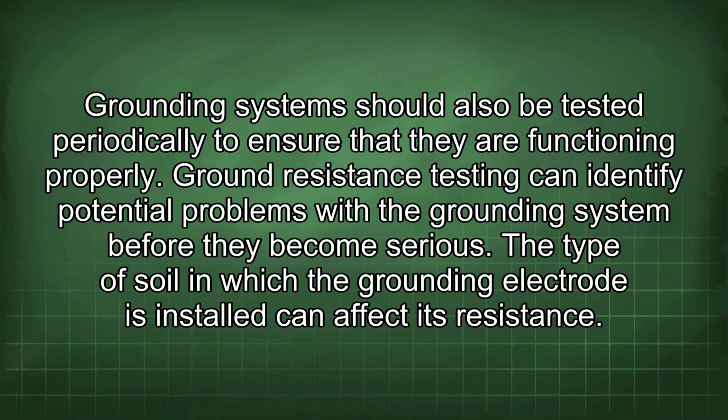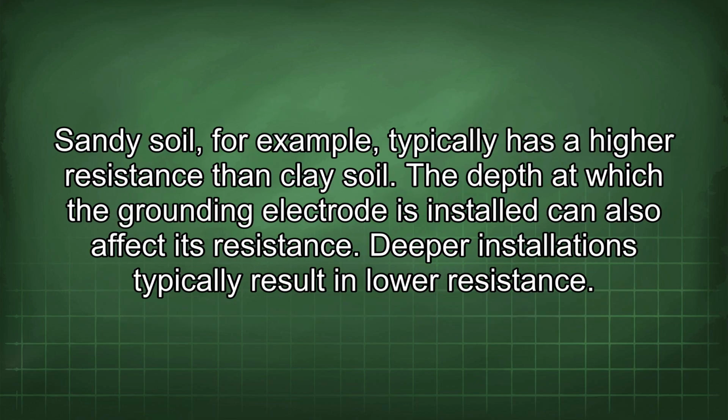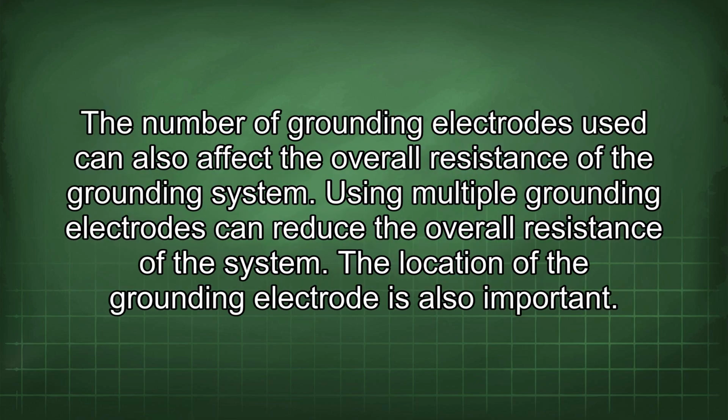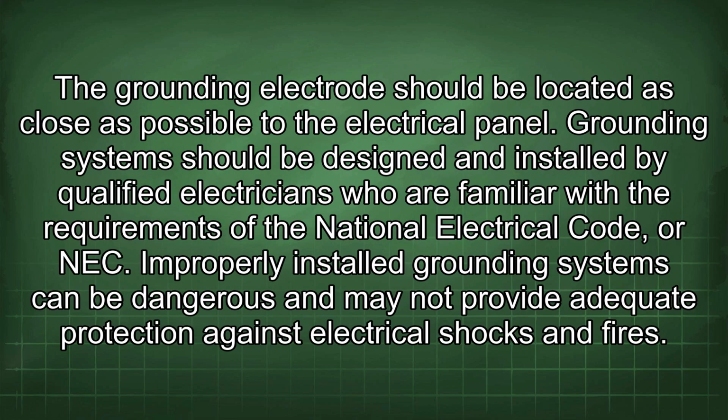The type of soil in which the grounding electrode is installed can affect its resistance. Sandy soil, for example, typically has a higher resistance than clay soil. The depth at which the grounding electrode is installed can also affect its resistance. Deeper installations typically result in lower resistance. The number of grounding electrodes used can also affect the overall resistance of the grounding system. Using multiple grounding electrodes can reduce the overall resistance of the system. The location of the grounding electrode is also important. The grounding electrode should be located as close as possible to the electrical panel.